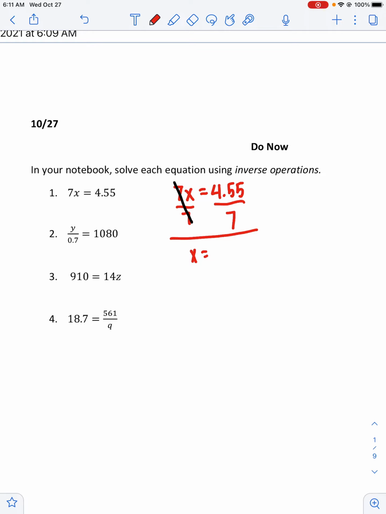So you'll just go ahead and divide, and once you have your answer for x, you can always double check to make sure your answer is correct just by plugging x back into the original equation. 7 times 0.625 does equal 4.55, so we know that we're correct with this answer.